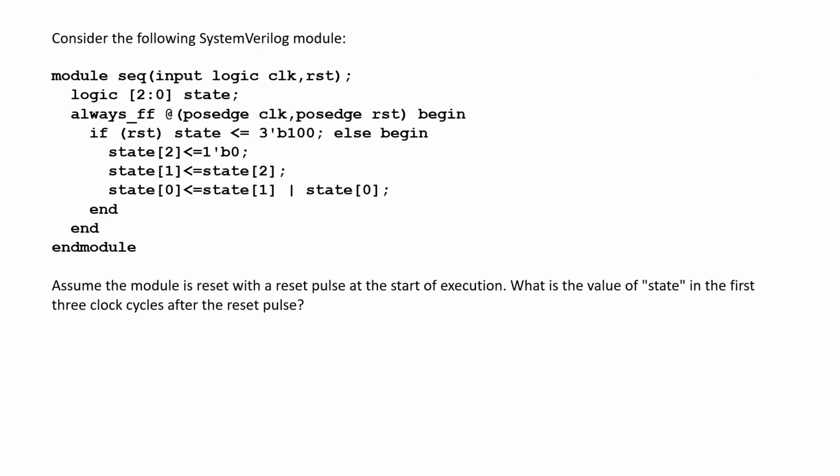Consider the following SystemVerilog module. Assume the module is reset with a reset pulse at the start of execution. What's the value of state in the first 3 cycles after the reset pulse? So when you reset it, it sets state to be 1, 0, 0. After it resets, the state will update on the rising edge of the clock.